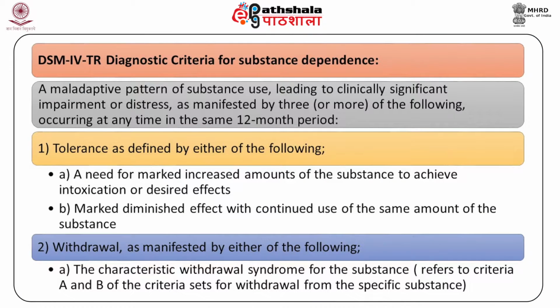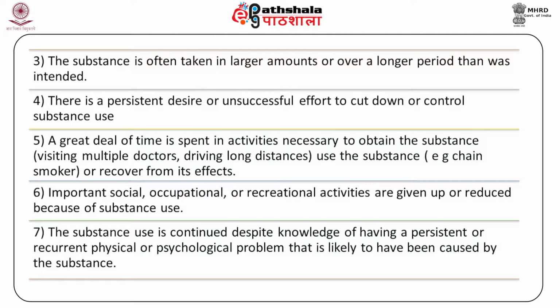DSM-4 TR diagnostic criteria for substance dependence: a maladaptive pattern of substance use leading to clinically significant impairment or distress, as manifested by three of the following occurring at any time in the same 12-month period. Tolerance, as defined by either of the following: a need for markedly increased amounts of the substance to achieve intoxication or desired effects, or markedly diminished effect with continued use of the same amount of the substance. Withdrawal, as manifested by either of the following: the characteristic withdrawal syndrome for the substance. The substance is often taken in larger amounts or over a longer period than was intended.